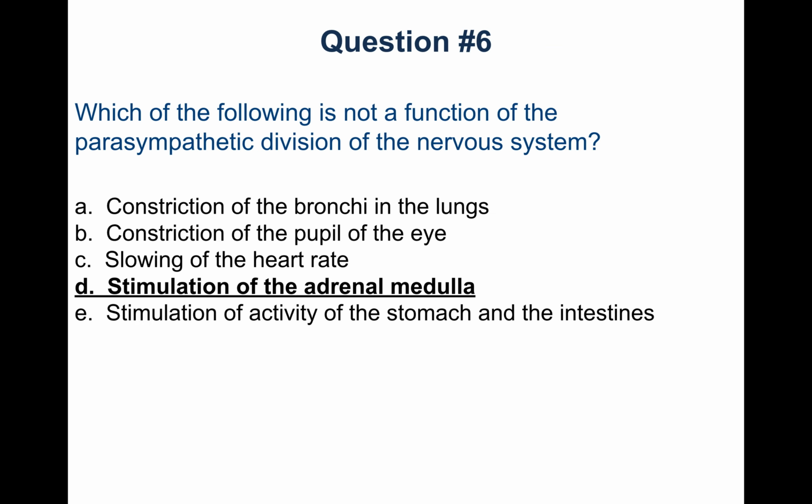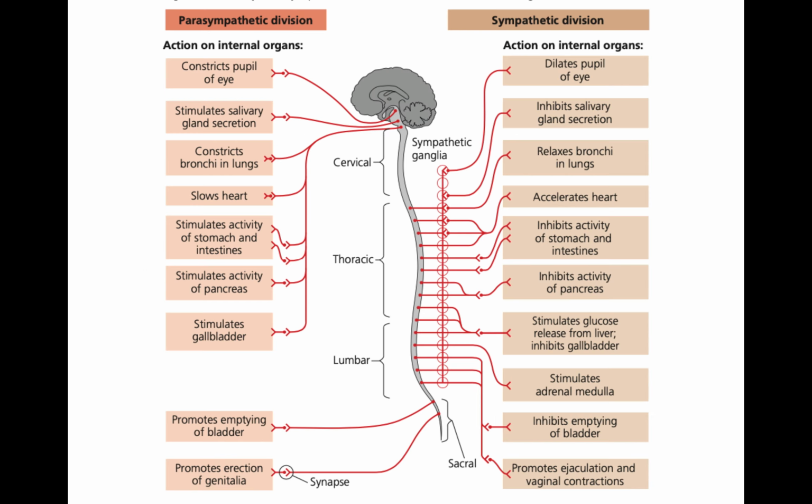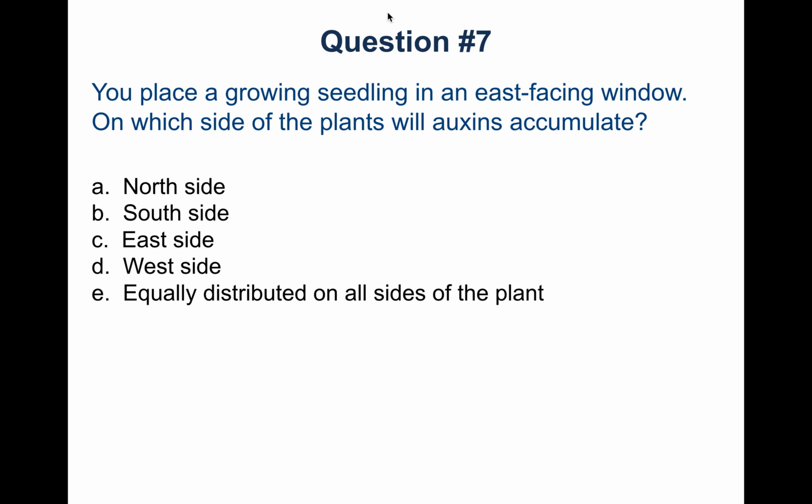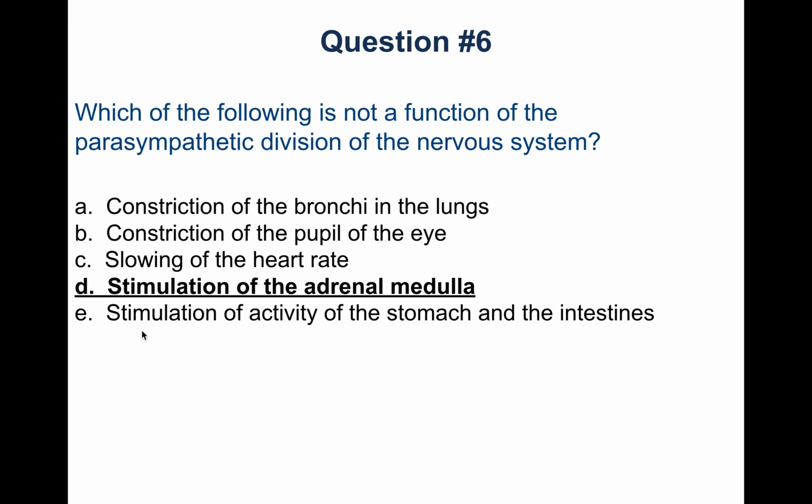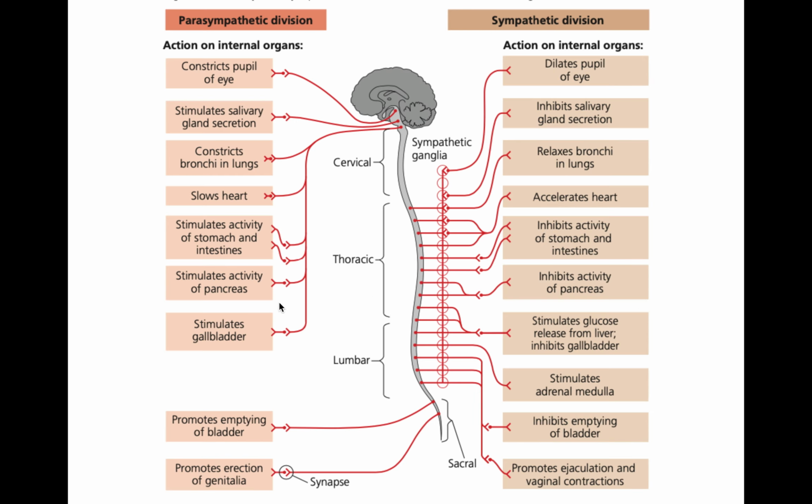So your choices were constriction of bronchi in the lungs, constriction of the pupils in the eye, slowing of the heart rate. So if you look, you've got constriction of pupils, constriction of bronchi in the lungs, slow heart. All right, these are all part of the parasympathetic nervous system. And then simulation of activity of the stomach and the intestines.